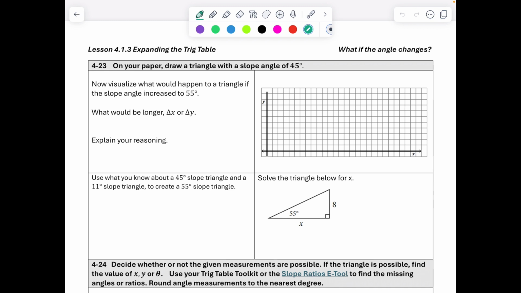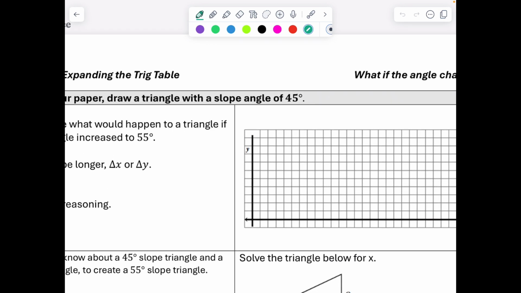Visualize what would happen to a triangle if the slope angle increased to 55. Well, first they want us to draw a triangle with the slope angle of 45. We know that that's a 1/1 ratio, so we just want to make sure it's got a slope of 1/1. So that's about a 45-degree angle right there. Now, if it was 55 degrees, it would be a steeper angle, right? So maybe a little bit more like that would be 55 degrees.